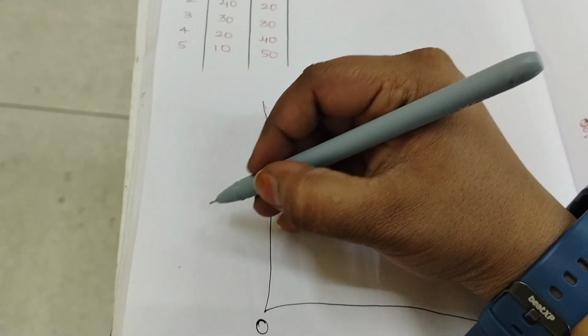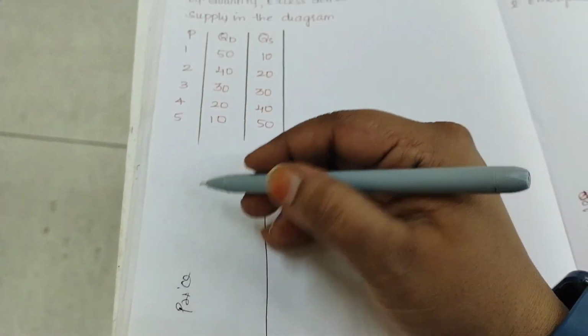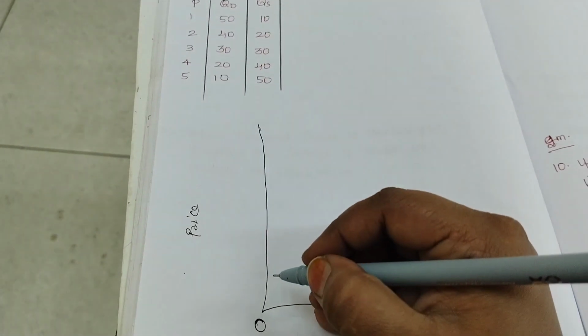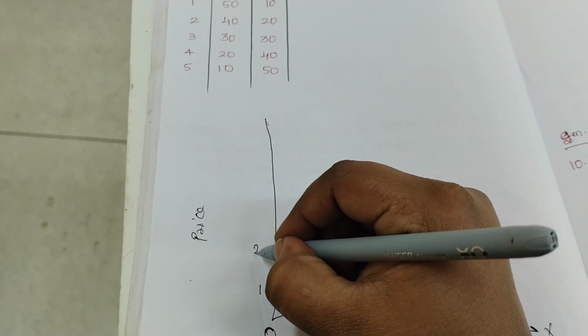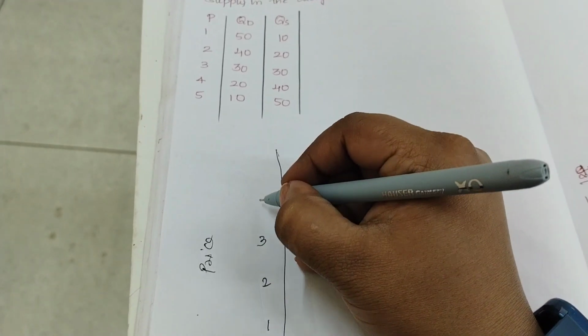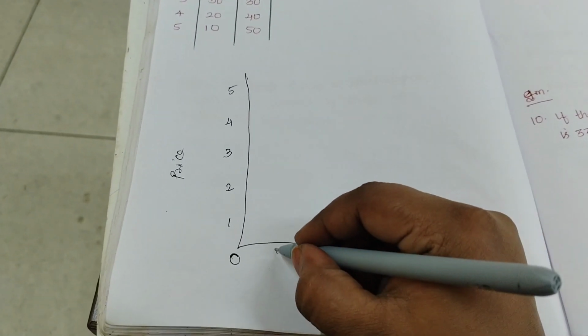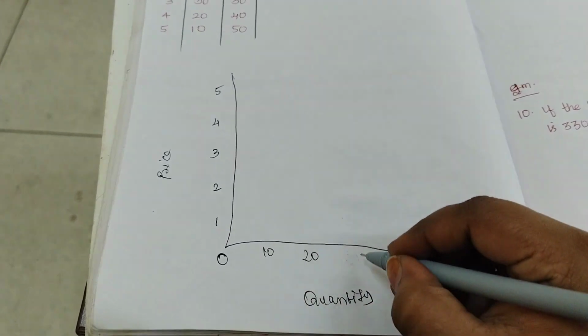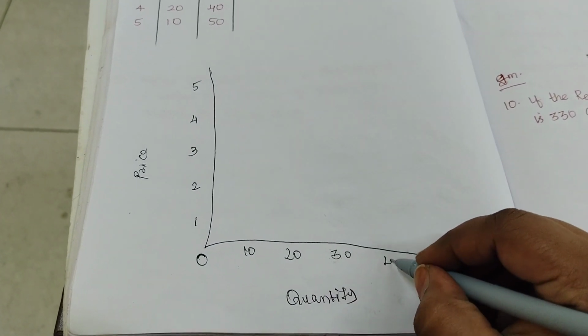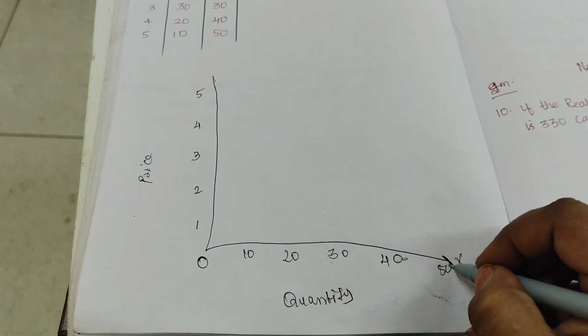Okay, and this one will be the price. So price is 1, 2, 3, 4, okay, 1, 2, 3, 4 and 5. So it's like 10, 20, 30, 40 and 50.